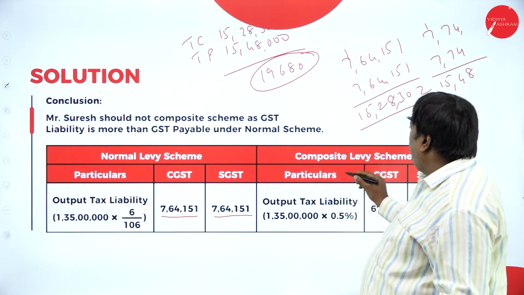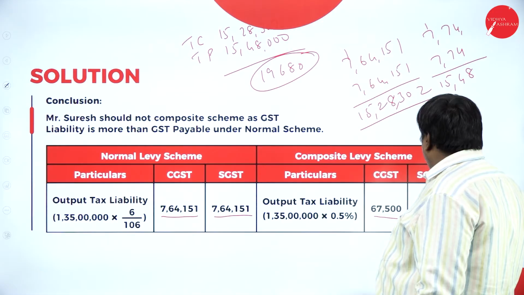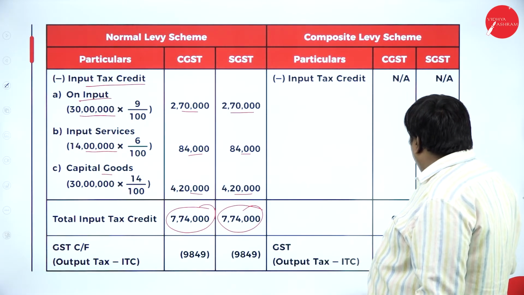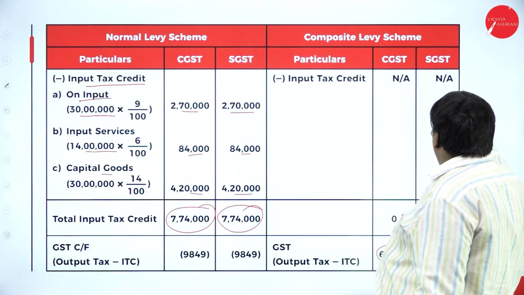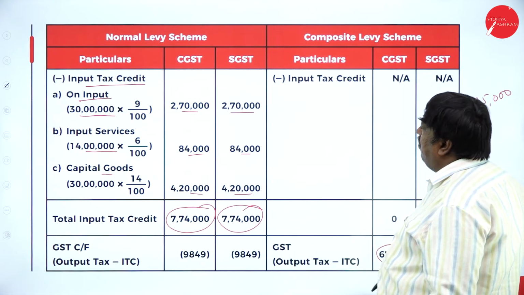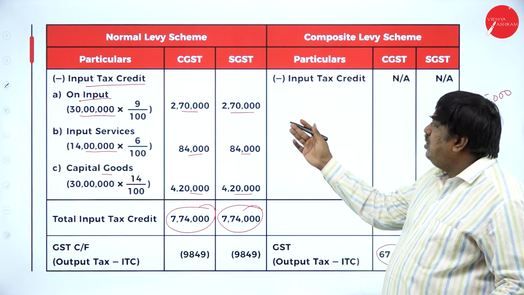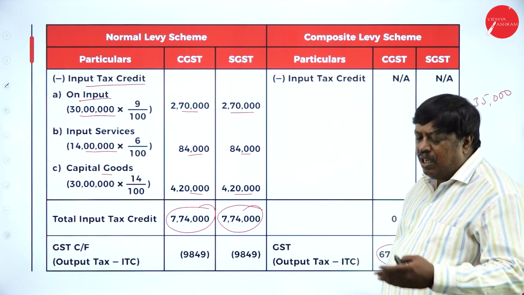In the same concept, if we adopt composite scheme, where I have to pay 67,500 and 67,500, totally 1,35,000. I have to pay the tax to the government here. But here, excess 19,000 is there. So better to have normal scheme only instead of paying tax to the government.